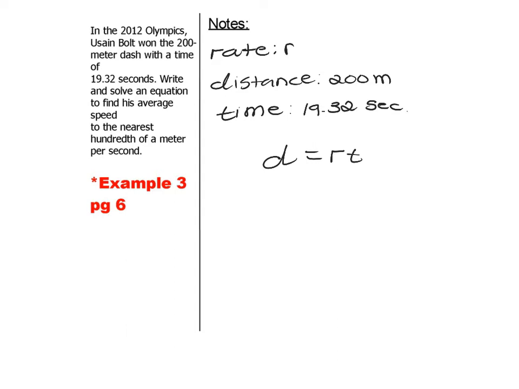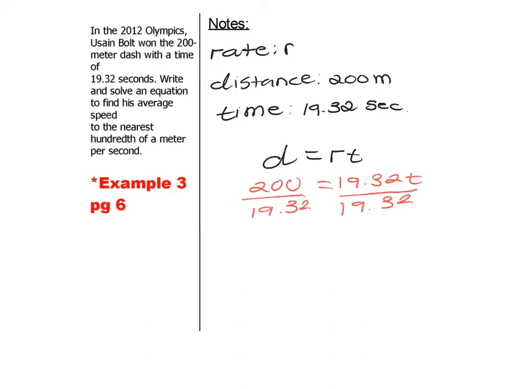So we have a distance. What do we plug in for D? 200. 200, yes. Perfect, beautiful. We don't have an R, we have a T, so I'm going to plug in the 19.32. And how do I solve that? Divide. I divide, and then I divide.